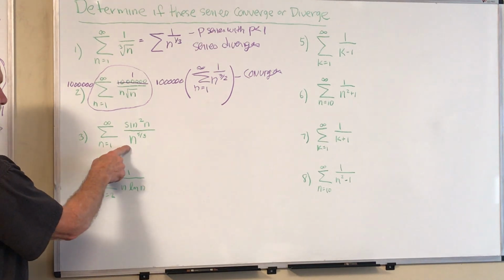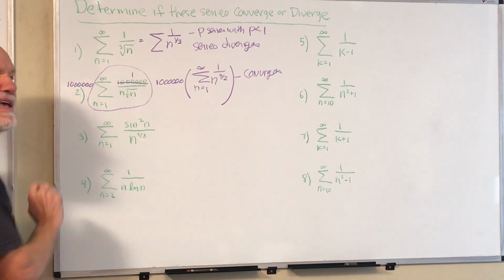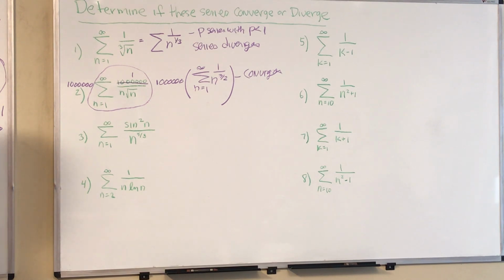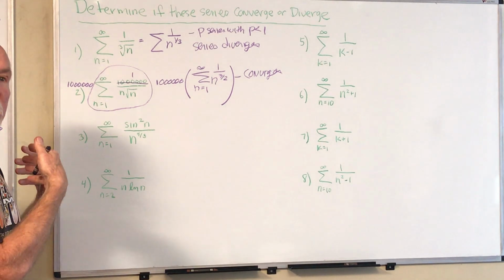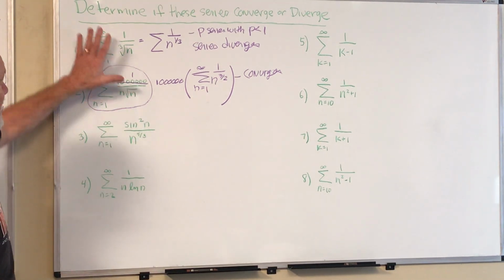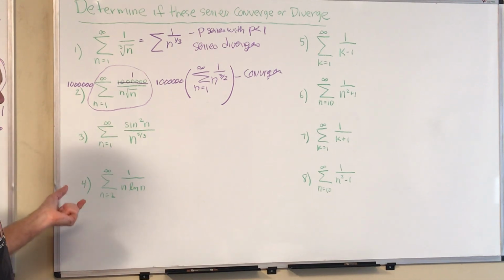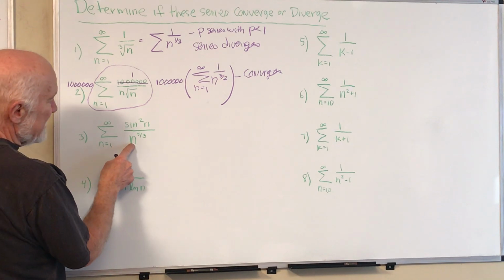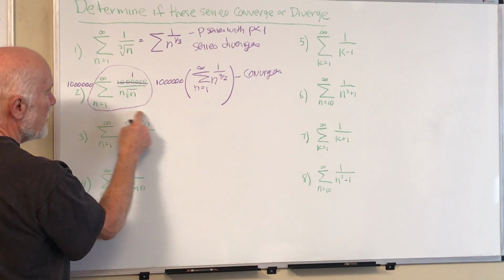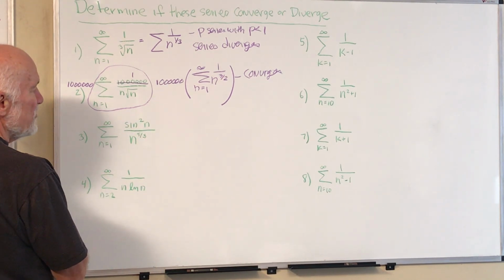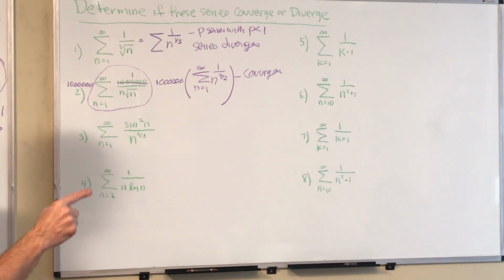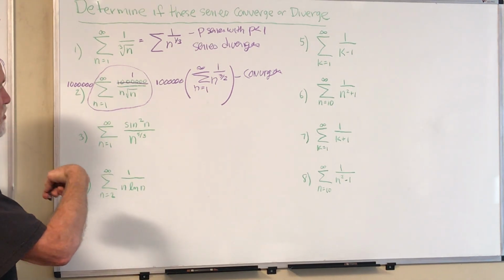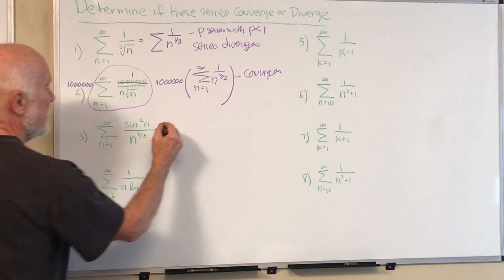Okay, again, does this look a little bit like a p-series? I think you're starting to see why this p-series test that we proved is so important, because a lot of series look very similar to p-series. Well, this time it does, except it's got that sine squared of n up here. So now we're going to use two of our tests. We're going to use the p-series and we're going to use the comparison test.